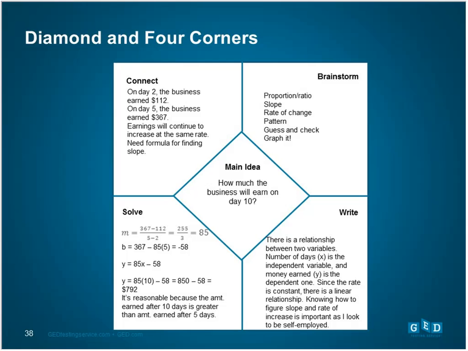Well, students still need to know the main idea, and that question is how much will the business earn on day 10? But they may brainstorm ways to solve it, such as Susan talked about previously. Maybe they see it as a proportion or a ratio. Maybe they talk slope. Maybe they talk rate of change. Not one way to do it, but brainstorming ways. Again, they're connecting the ideas of the problem, and that's what you see in that left-hand corner. They write up, and you'll notice that word relationship. We had talked earlier about the importance of students understanding relationships, and then they solve the problem by setting it up. Again, a different way of looking at the problem-solving method, because not all students are going to solve it the same.